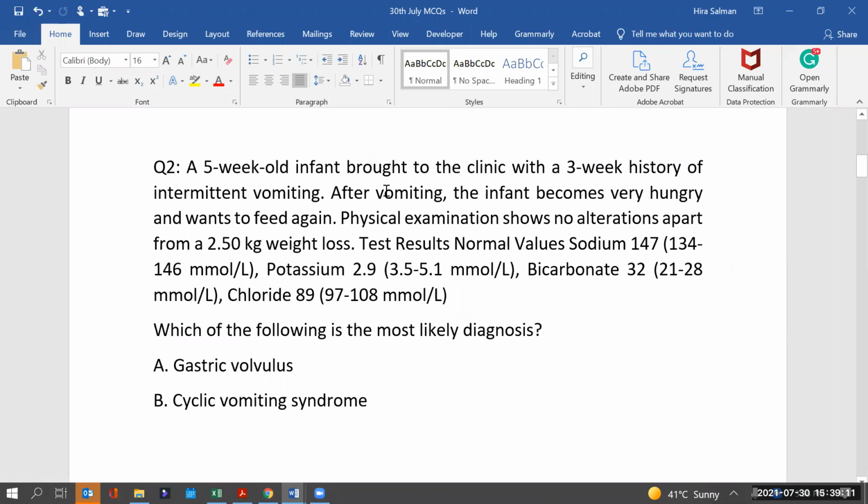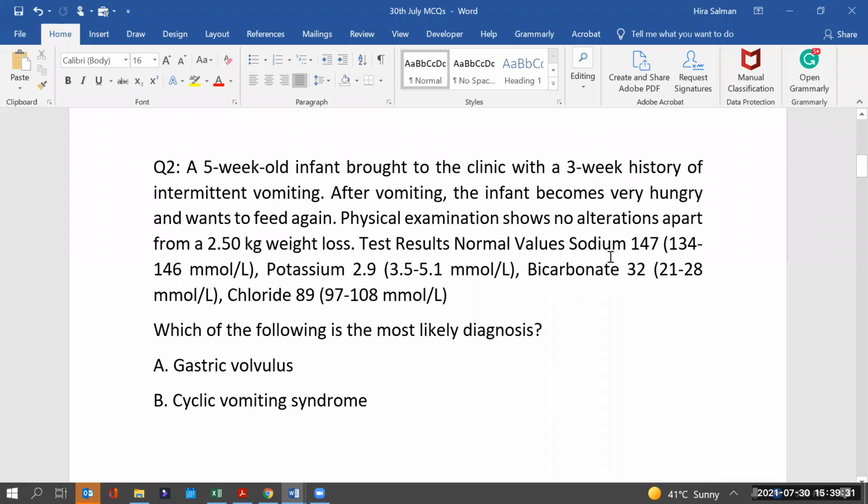A 5-week-old infant brought to the clinic with a 3-week history of intermittent vomiting. So vomiting is there. After vomiting, the infant becomes very hungry and wants to feed again. Now, physical examination shows no alterations apart from a 2.5 kg weight loss. So history of weight loss is there. That is very important.